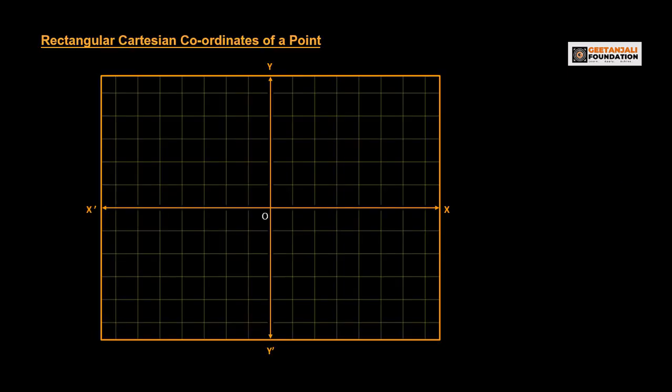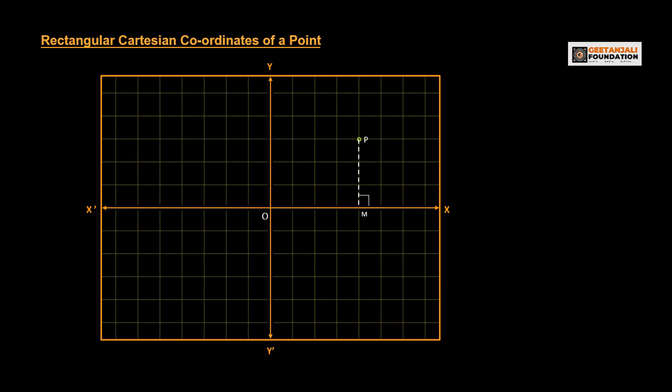Here you can see this is a coordinate plane. X and Y axis both are perpendicular to each other, so we call this rectangular axis. Now suppose there is a point P on this plane and you want to determine its position with respect to X and Y axis. To do so, first we will draw a perpendicular from P on x-axis. Let's say it meets x-axis at M.